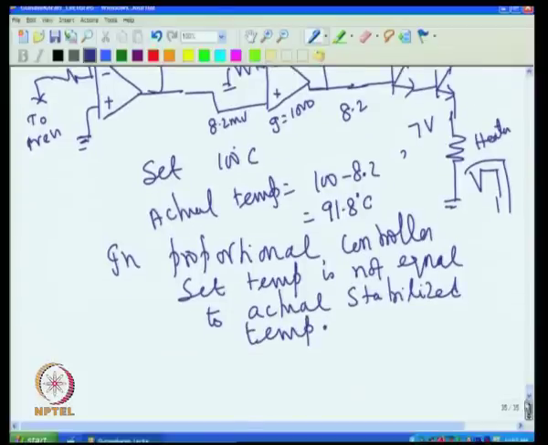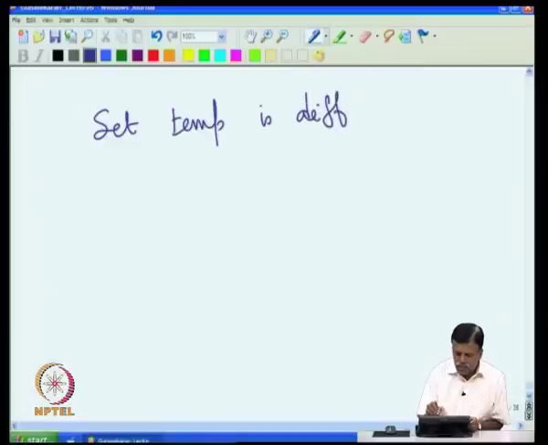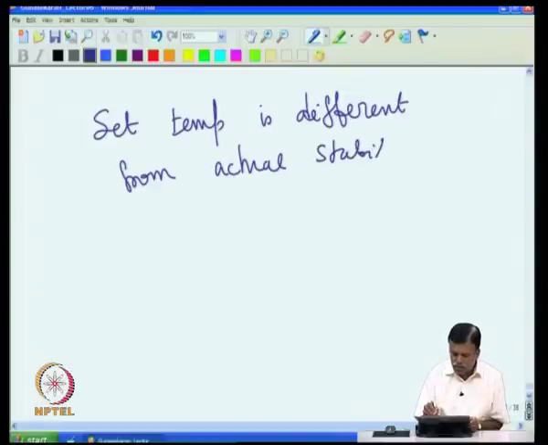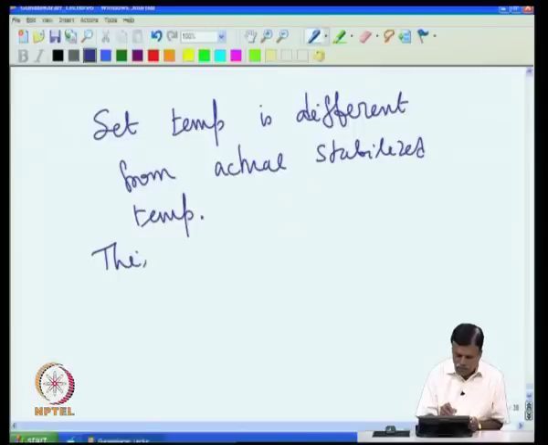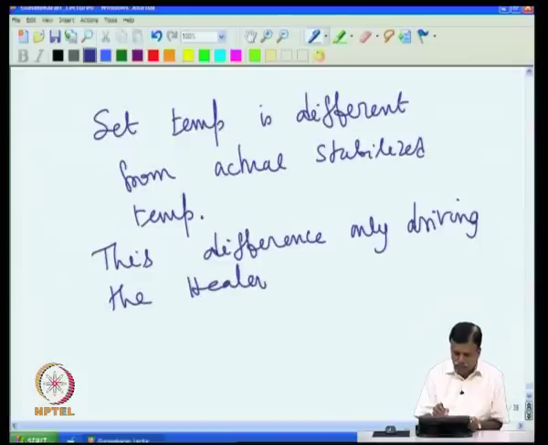So, set temperature and the actual stabilized temperature are different. Set temperature is different from actual stabilized temperature. This difference only drives the heater. This is a very important point that we have to remember in a proportional controller, and this difference produces a secondary effect.